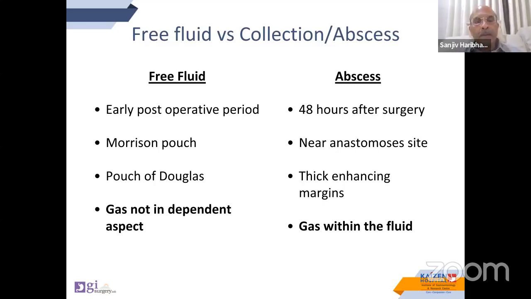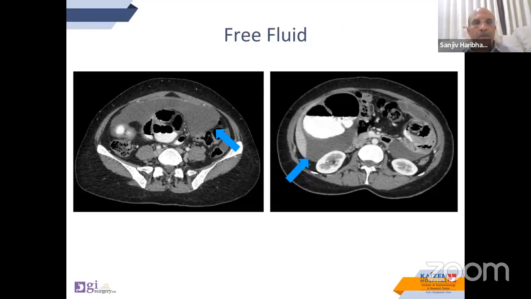It is more in the dependent portions, pouch of Douglas, and there is no gas in the dependent aspect, whereas abscesses occur about 3 or 4 days later. They are more near the anastomotic sites. They have thick enhancing margins or walls, and there is gas within this fluid. So this is the free fluid. It is ascites. It's more in the dependent portions here on both sides.